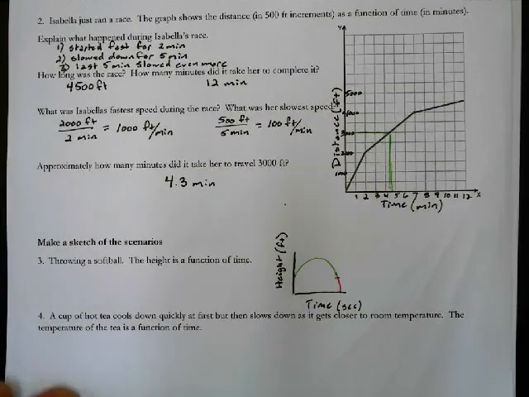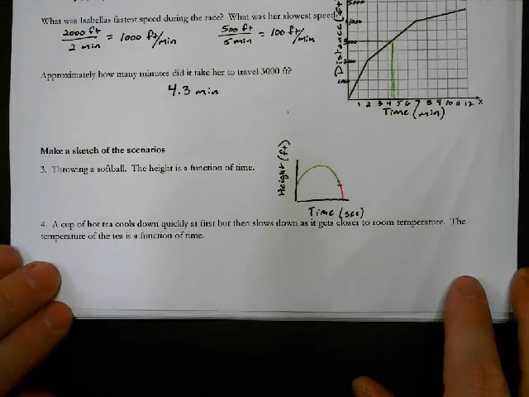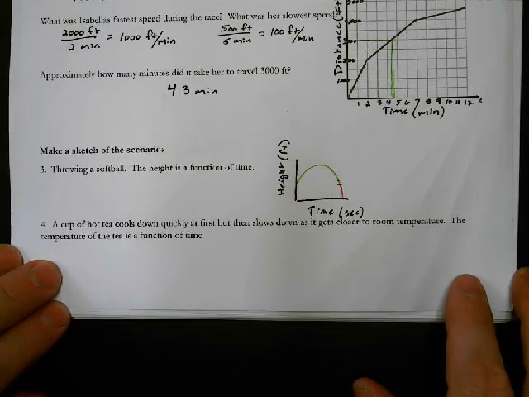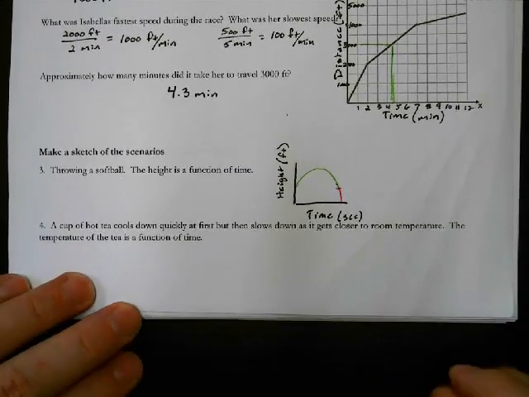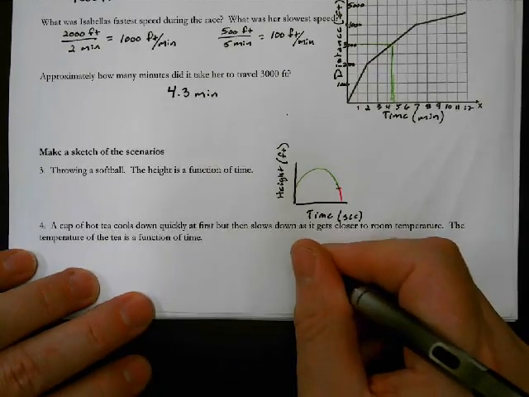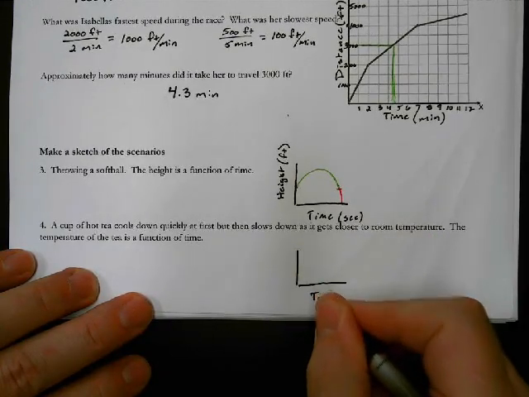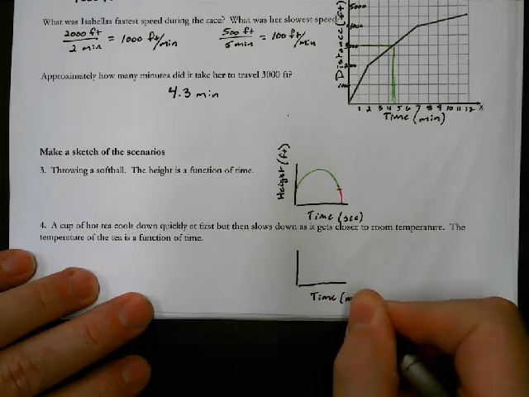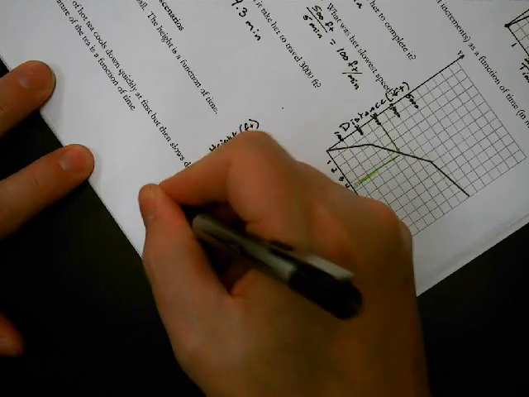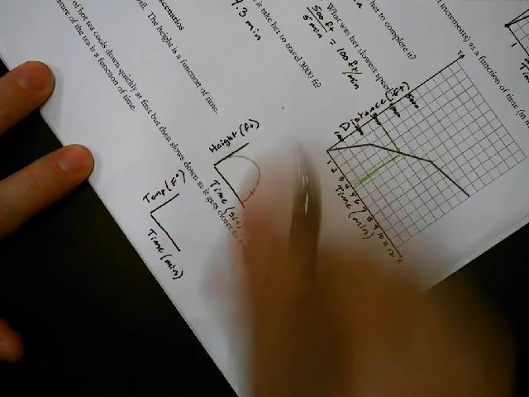A cup of hot tea cools down quickly at first, but then slows down as it gets closer to room temperature. All right, so the temperature of the tea is a function of time. This would probably be minutes, with time on this one. And then over here, this would be the temperature of the tea. We'll say Fahrenheit. If we were in Europe, we'd say Celsius or whatever.